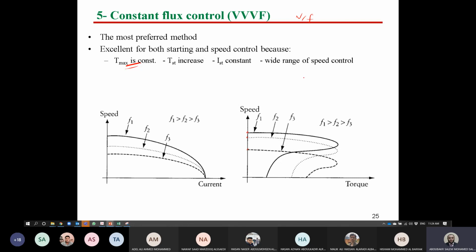For T starting, you can apply the equation of torque at S equal 1 and get the value of T starting by approximation. We will see how we can do it in problems, inshallah. I starting is constant. We will see also the effect of V over F control on starting current. And among the advantages is a wide range of speed control, which means you can move the characteristic wherever you need. This means you can vary the speed over a wide range. So this is one of the advantages of V over F control.